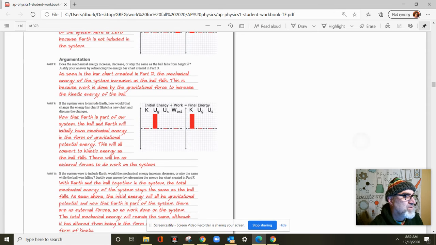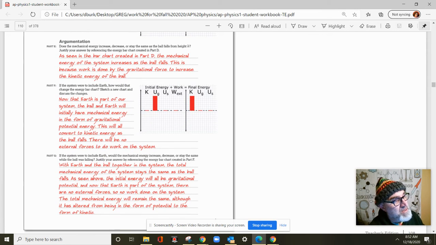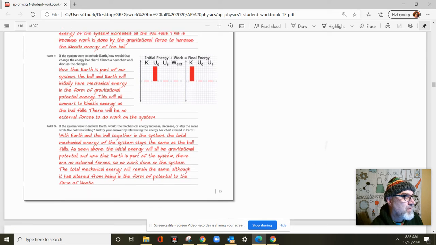I don't know. Now the Earth is included. Now this graph makes sense. It has potential energy to start with, and then it has kinetic energy to end with. See, that makes complete sense to me for part F.